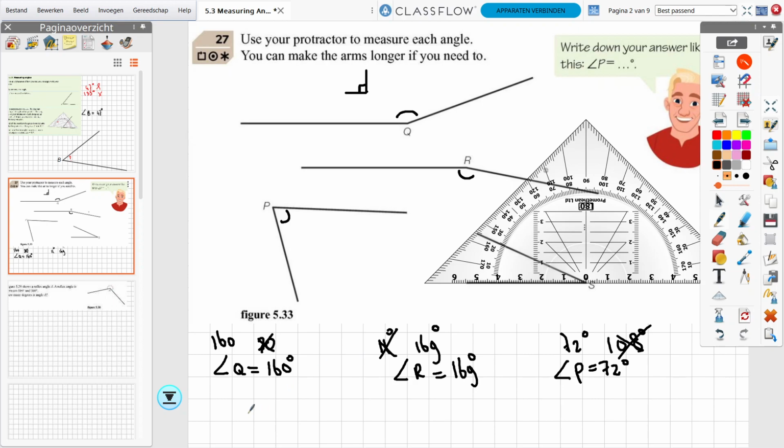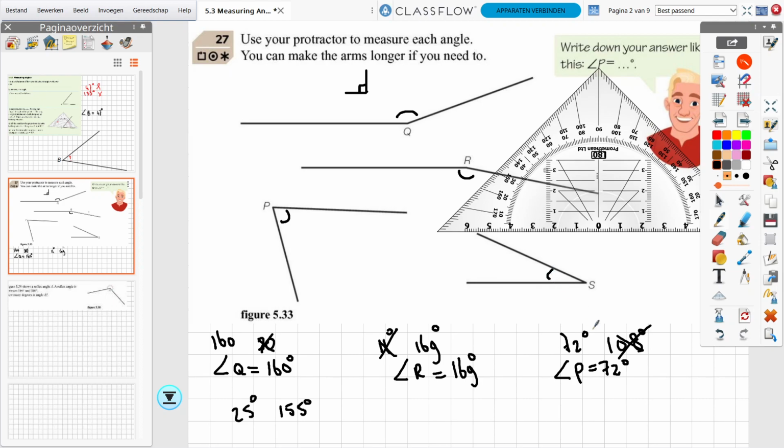I think 25 approximately, 25 degrees. Or the other choice, then it's 155 degrees. Again, you can read it right here. Angle S here is quite acute. It's a scherpe hoek. So not this one, but angle S is approximately 25 degrees.